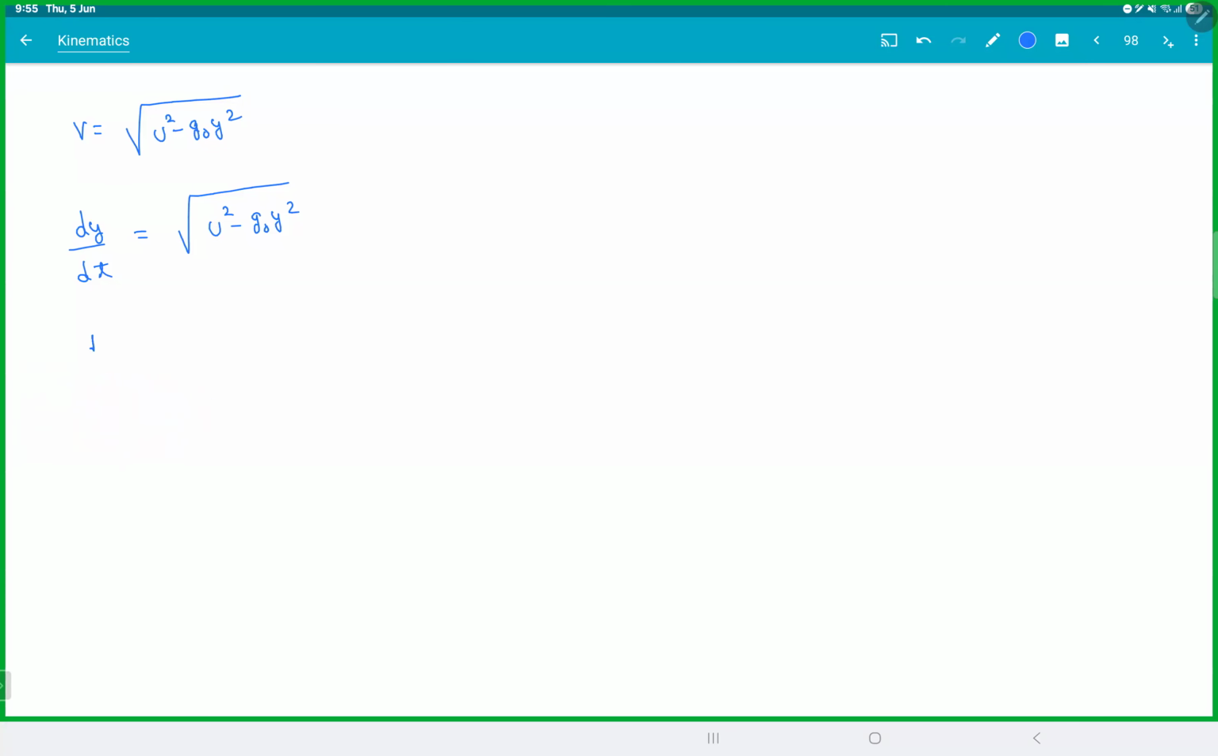Let me write it here only. See, you'll see why I'm doing this. If you take out root g naught common, you will end up with root over u by root g naught whole square minus y square. Because in maths, right, there is a formula we derived. We're going to get this form. So root over integral dx by root a square minus x square is sine inverse x by a.